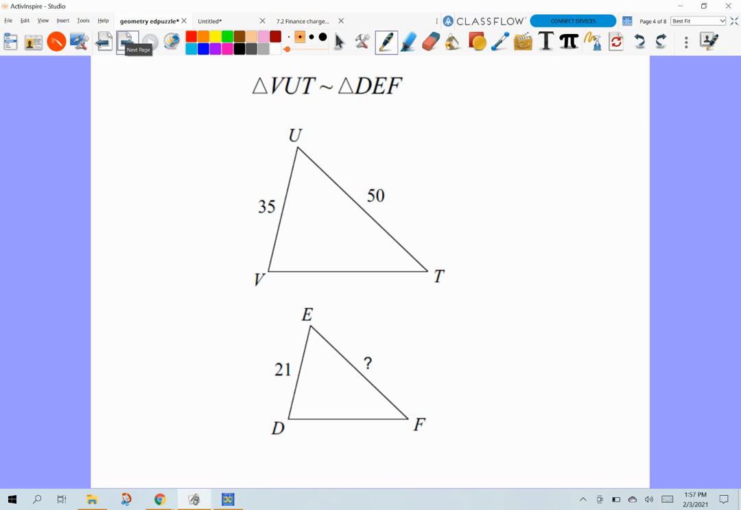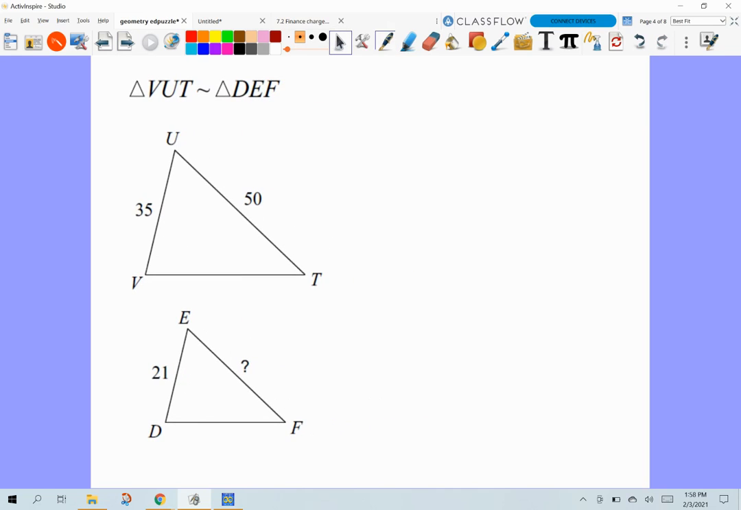And then moving on into the meat and potatoes of this, or what you're actually trying to do with similar figures. When you're working with these, you've got to set up the proportion and solve. I'm asking you to find this side right here, EF. What is the length of that? Set up a proportion and solve it.